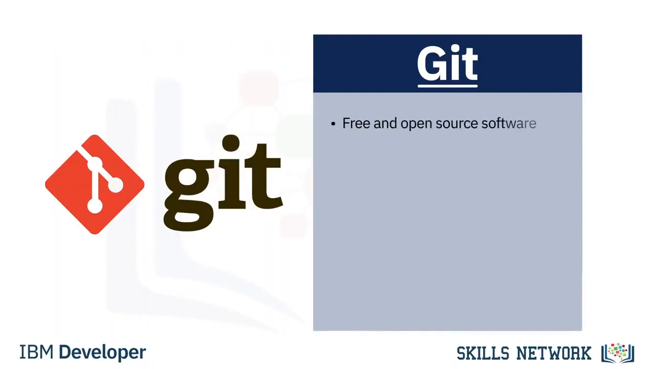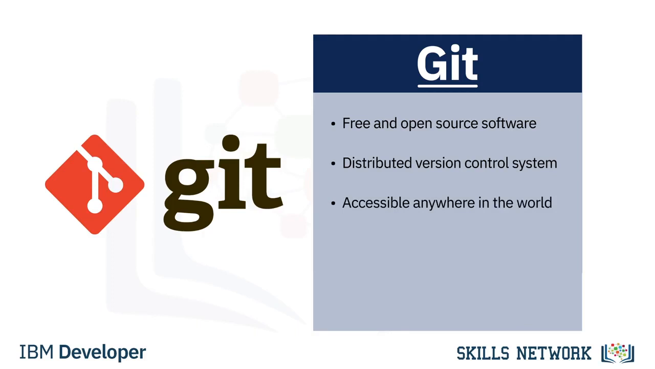Git is free and open source software distributed under the GNU General Public License. Git is a distributed version control system, which means that users anywhere in the world can have a copy of your project on their own computer. When they've made changes, they can sync their version to a remote server to share it with you.